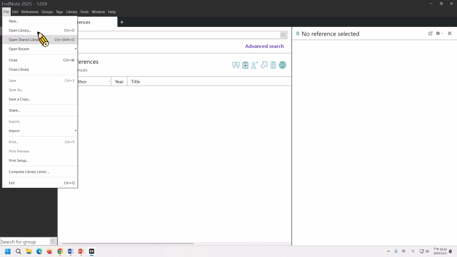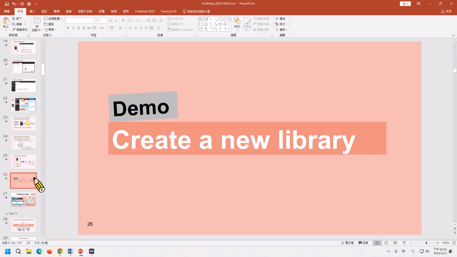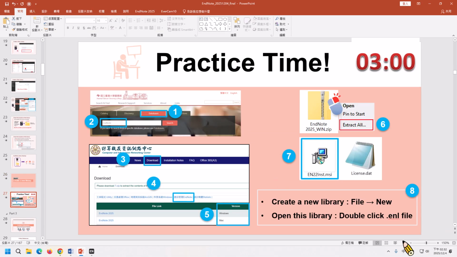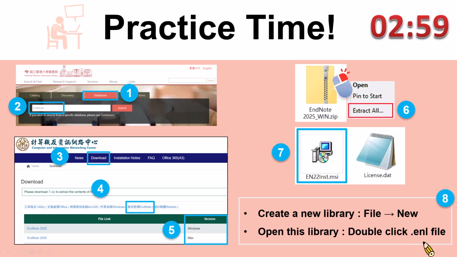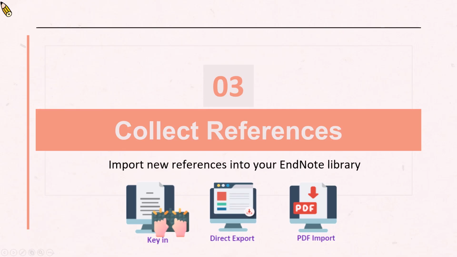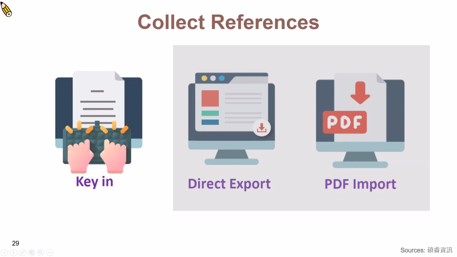Now it's time for you to practice. Please create a new library in EndNote and check the ENL file and data folder's location. If you have not installed EndNote, you can follow steps 1 to 7. In the next part, I will introduce 3 methods to import references into the EndNote library.